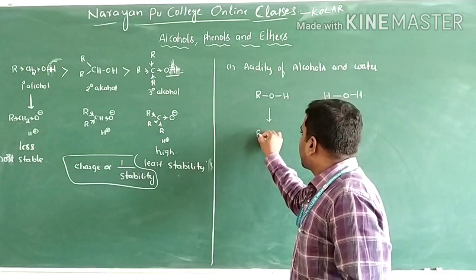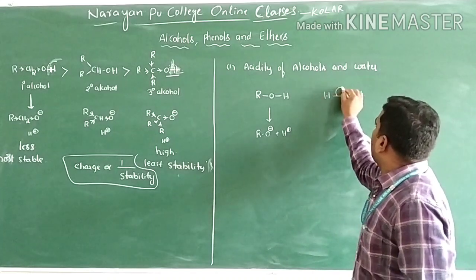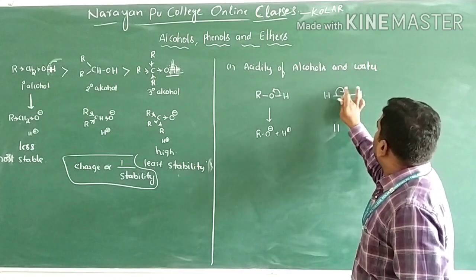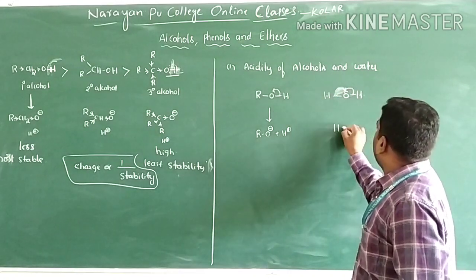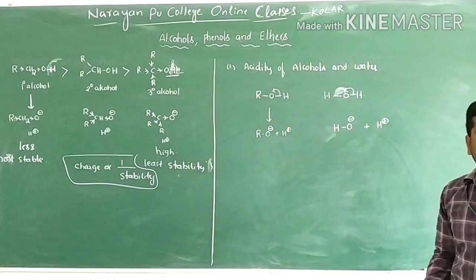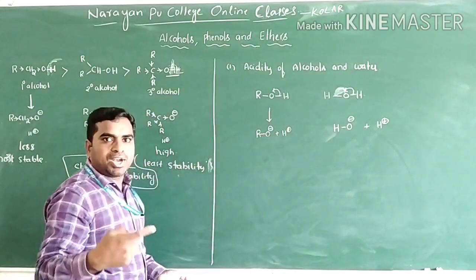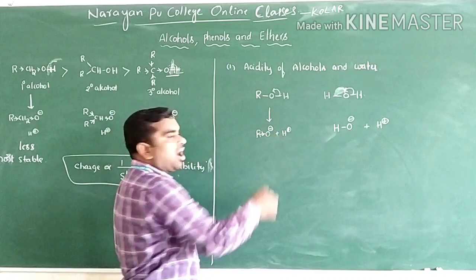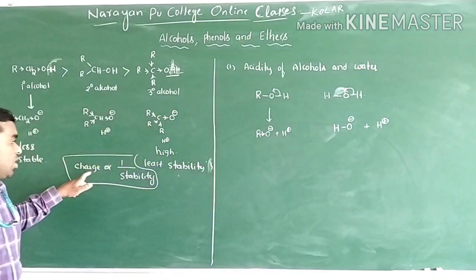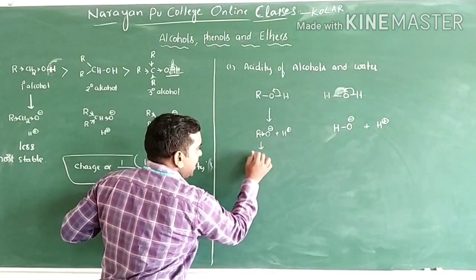Simple method: first write the anion of that acid. It gives the H plus ion, and the electrons will shift towards A. Here we get RO minus plus H plus, and here HO minus plus H plus. See which anion is more stable. This is an alkyl group. Alkyl groups are electron donating groups, so it donates electrons, and on the oxygen atom the electron density increases. If electron density increases, the charge increases, and automatically stability will be less. So this anion is less stable.